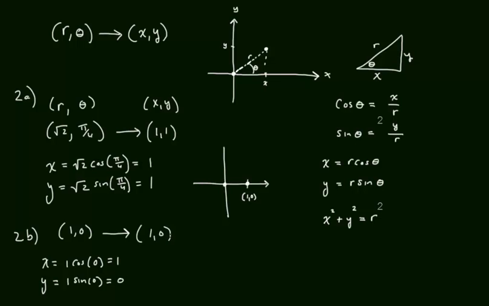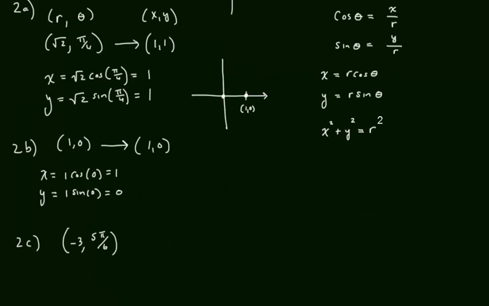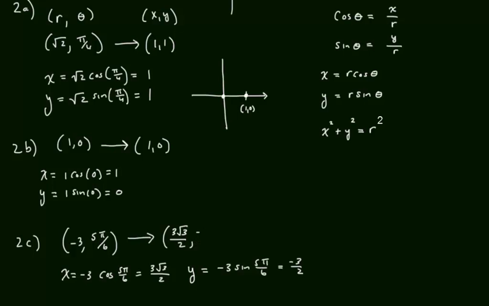1, 0. Finally, our last point, negative 3, 5 pi over 6. So we have x is negative 3 cosine 5 pi over 6, which is 3 radical 3 over 2. And our y is going to equal negative 3 sine of 5 pi over 6. And that comes out to be negative 3 over 2. And that is our Cartesian point. That is our rectangular coordinate of the point.